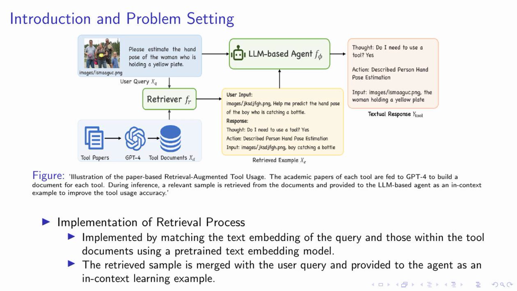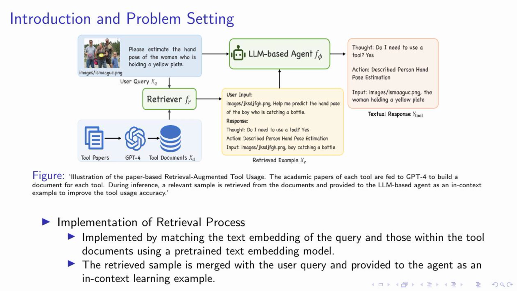How do we do this? We use a pre-trained text embedding model to match the text embedding of the query with those within the tool documents. This allows us to find the most relevant example to the user's query. Once we have this example, we merge it with the user query. This combined information is then provided to our agent as an in-context learning example. This process significantly improves the accuracy of tool usage, making our system more effective and user-friendly.